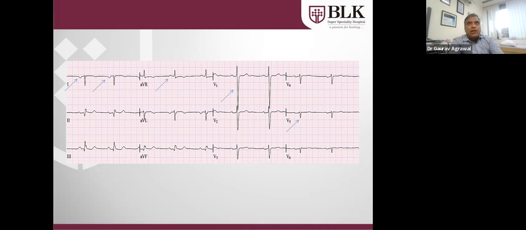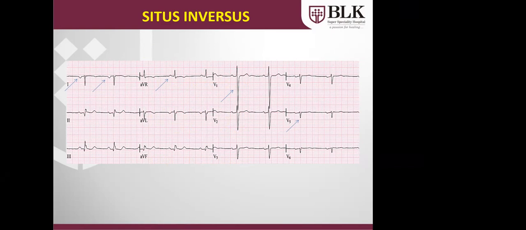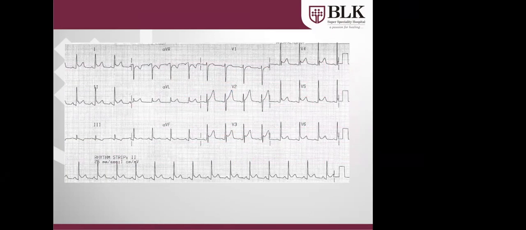Lead 1 is having negative, lead AVR is positive, and the deflections are decreasing as we go from V1 to V6. This is situs inversus dextrocardia. Got the difference between situs solitus dextrocardia and situs inversus dextrocardia? Is it clear? Yes, sir.